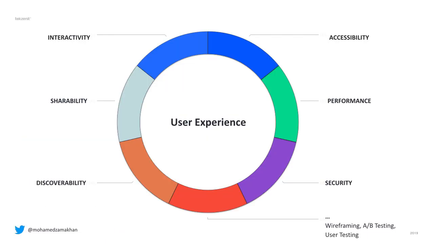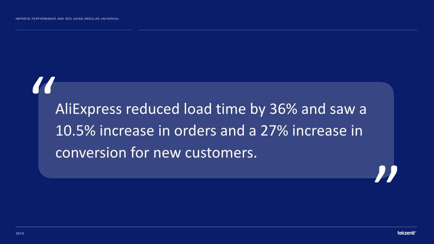Here is a chart that I'm showing about user experience. Basically, as web developers and web architects, we create applications that have to be good for user experience. We want our users to be delighted when they use our application. And when we talk about user experience, we normally talk about design, wireframing, etc. But it also entails a lot of things that developers have to focus on: things like accessibility, performance, security, interactivity of the application, shareability, how your application will be shared with others, and discoverability of your application. So let's speak about performance a bit.